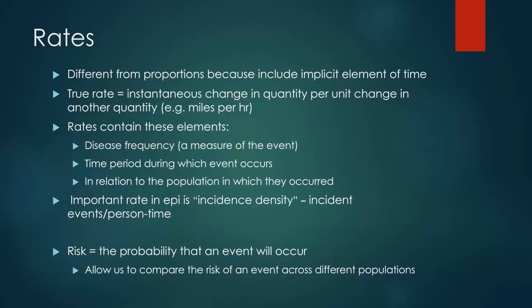Rates, again, measure events in relation to the size of the population in which they occurred in a specific time and place, the population at risk. Rates allow us to compare the risk of a health event across different groups of people, places, and times. And rates help us describe the burden of disease or other health events in a population over time. So let's look at an example to help clarify the concept of rates.